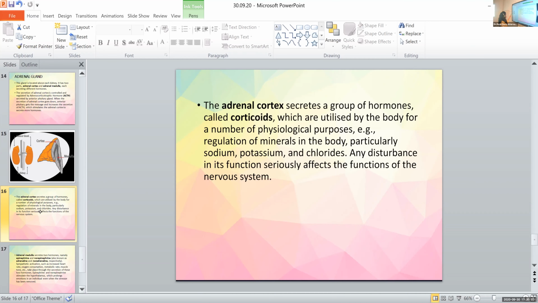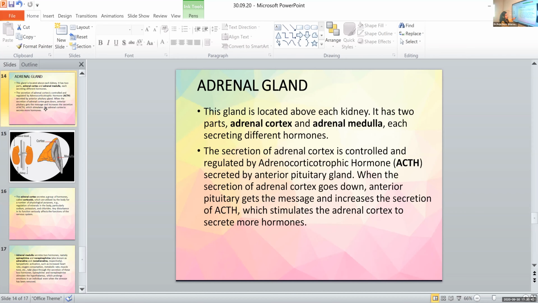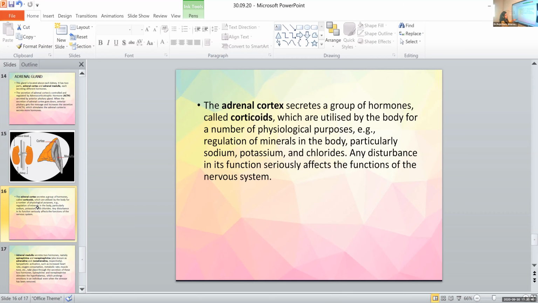So earlier I told you the pituitary gland produces ACTH, that is adrenocorticotropic hormone. That corticotropic part comes from this name, corticoids. And this is mainly involved in different physiological purposes, for example regulation of the minerals in our body like potassium, chlorides, and sodium. That is about the adrenal cortex.